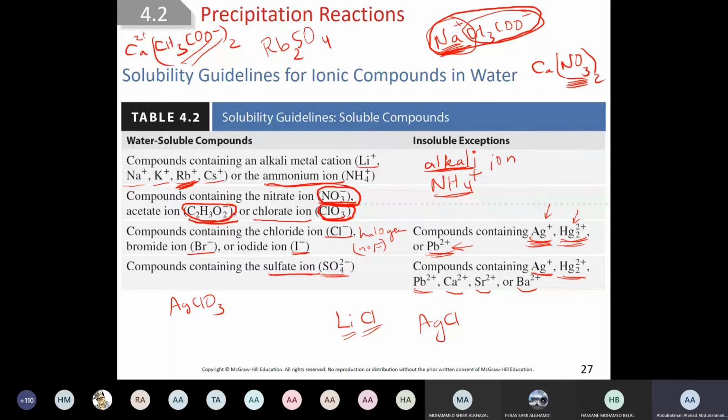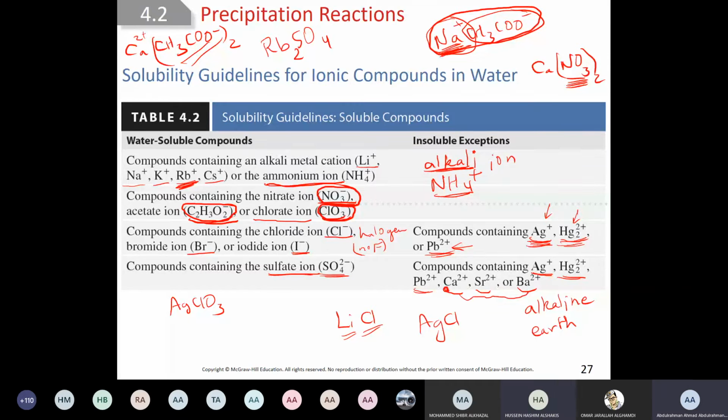Where are these elements? The second group, alkaline earth. But look, starting from what? Calcium. How about Mg? No, it will be soluble. It will dissolve. Is this clear?